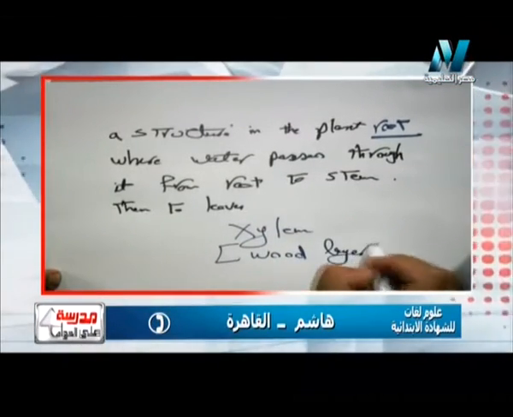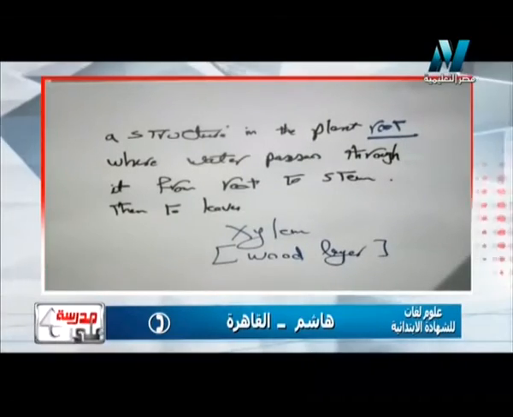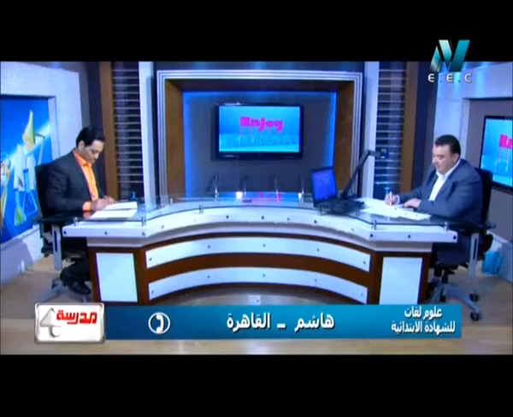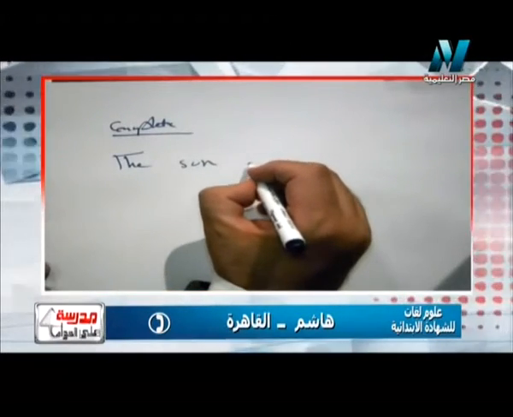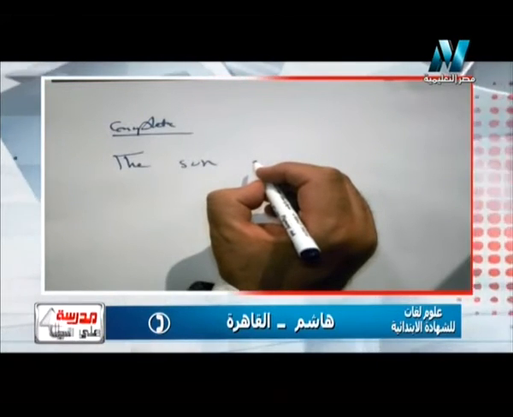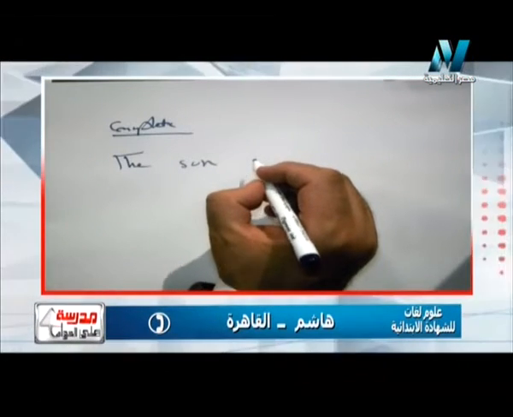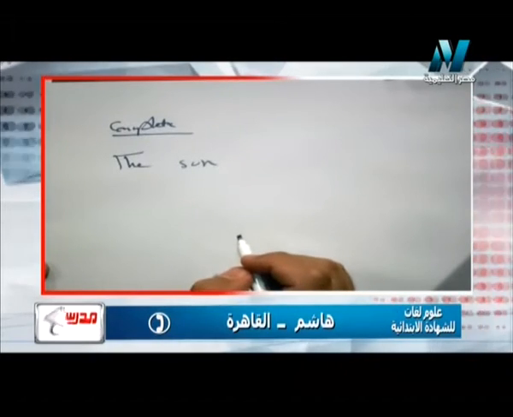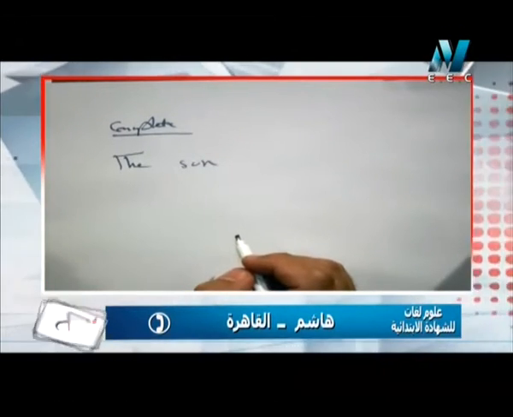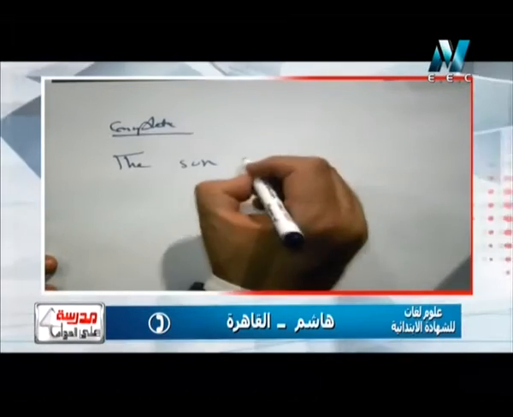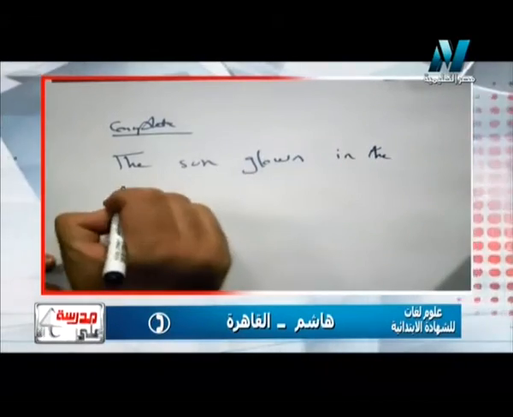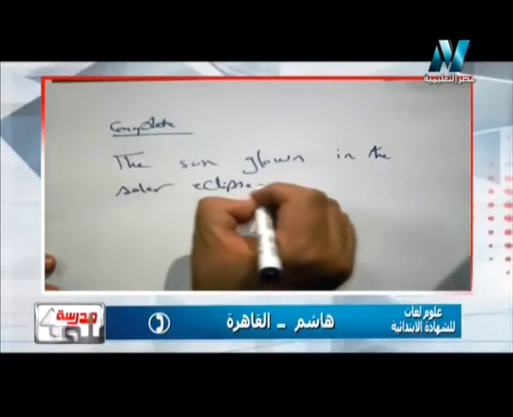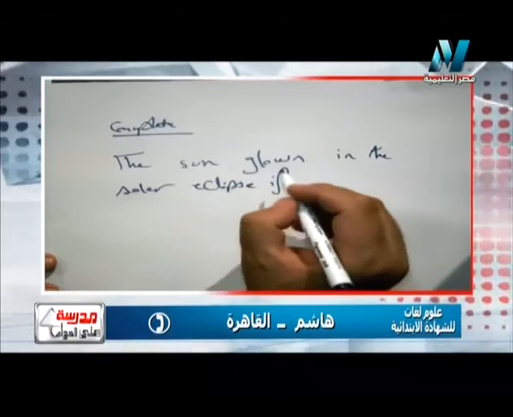Okay, Hashim, another question. The sun glows in the solar eclipse. Spell the second word: G-L-O-W-S. In the solar eclipse, if or is?